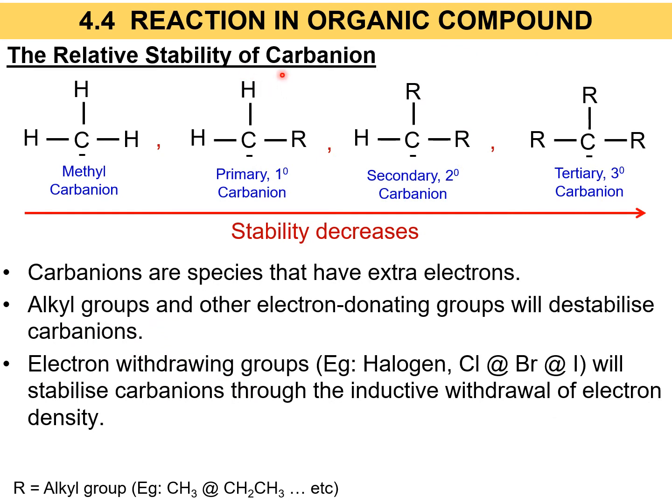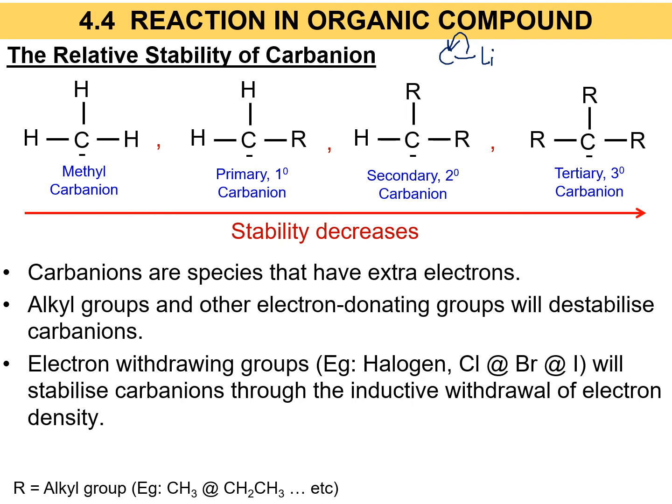Okay, lastly, how about the stability of carbanion bila let's say dia ada alkyl groups around it. Okay, this is methyl carbanion. Carbanion dia terhasil bila you buat heterolytic cleavage and bila your carbon tu dia berpasangan dengan less electronegative atom lah. Contohnya macam Li, Na, okay. So bila dia buat bond breaking, okay, this carbon akan terima dua elektron tersebut. So that's why dia jadilah carbanion. Okay, so this is contoh methyl carbanion.